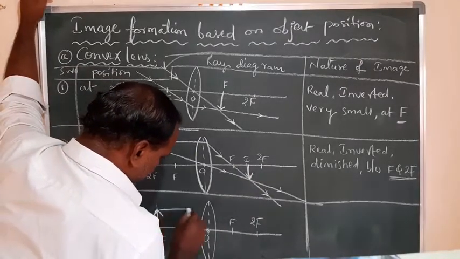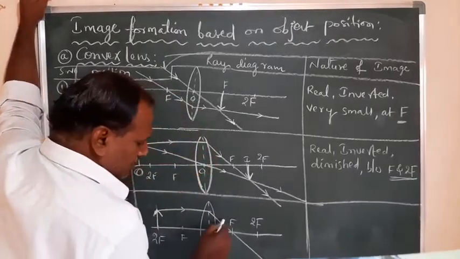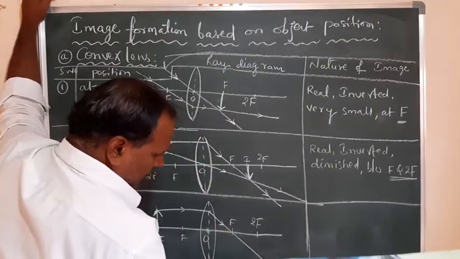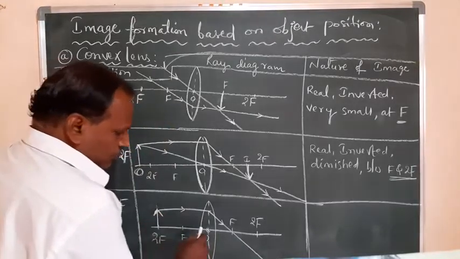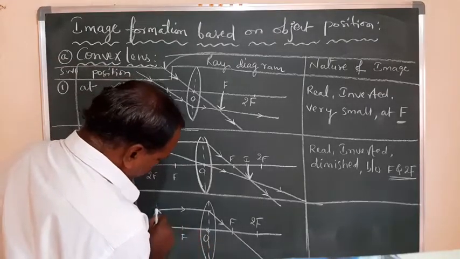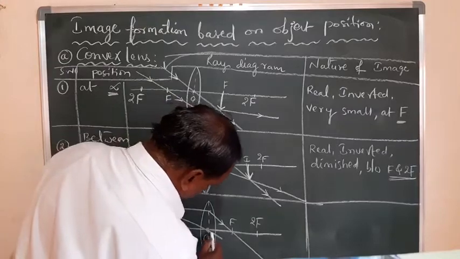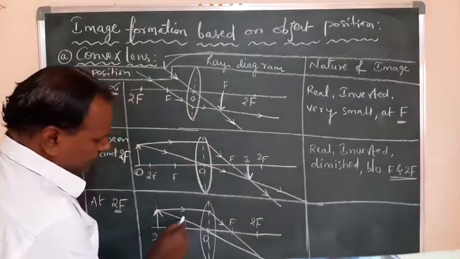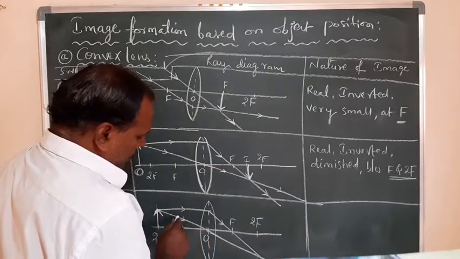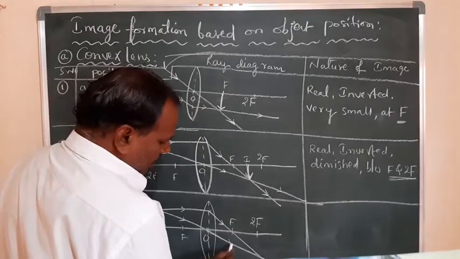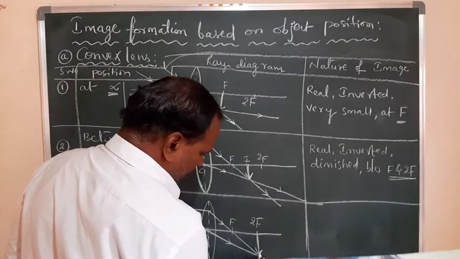Draw a straight line parallel to the principal axis, which passes through the focus, isn't it? Similarly, one more ray you can draw, which passes through the optic center from the object height, that is the arrow point. Then draw a straight line passing through this optic center. Where these two lines, the refracted ray parallel to the principal axis and the ray passing through the optic center, intersect at a point, there you get the image formation like this.